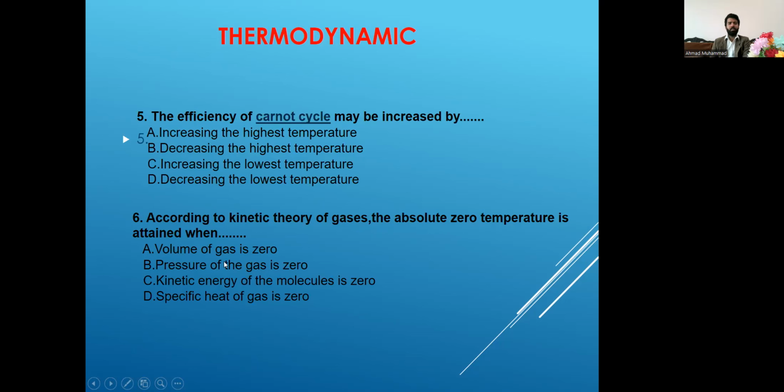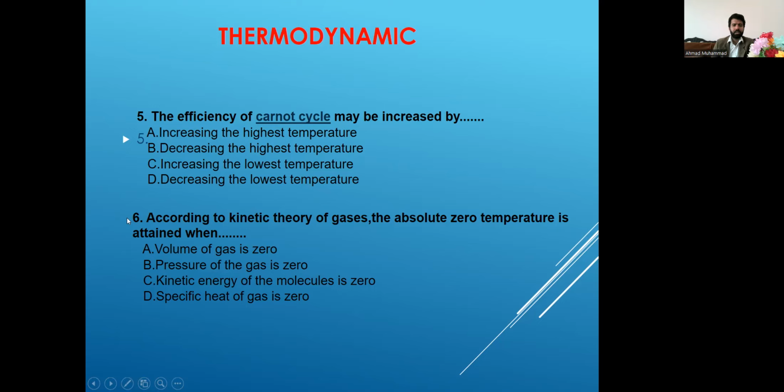If we talk about question number five, the efficiency of the Carnot cycle may be increased by increasing the highest temperature, decreasing the highest temperature, C, increasing the lowest temperature, and D, decreasing the lowest temperature. So the right option from these four options is C, increasing the lowest temperature.